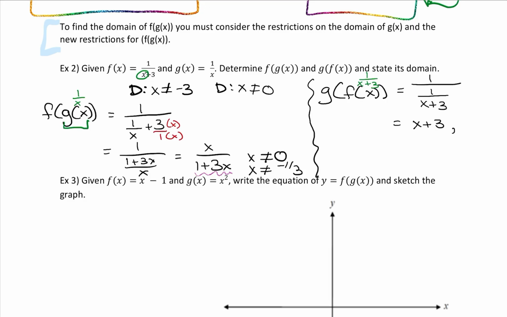Now note your inner function of 1 over x plus 3 that we started with, f of x, has a restriction of x cannot equal negative 3. So we need to apply that to our answer. So even though this is a straight line, it will have a hole at negative 3, or a point of discontinuity.